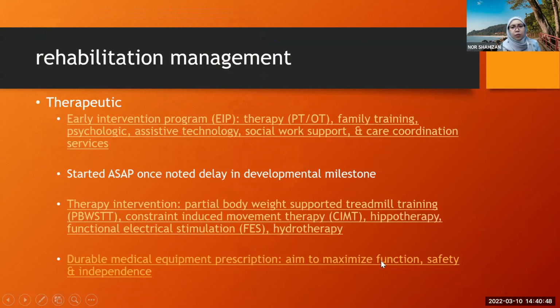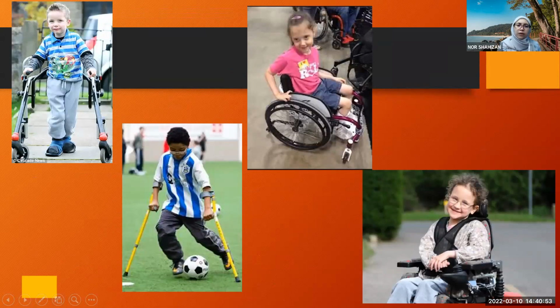Okay, this is the equipment prescription that can be given to them depending on their level of function. Okay, if the child is able to walk, can try to stand up. Okay, it's good if we can prescribe a walker, as well as let them get involved in any sport activity, if they have improved in terms of motor control as well as power.